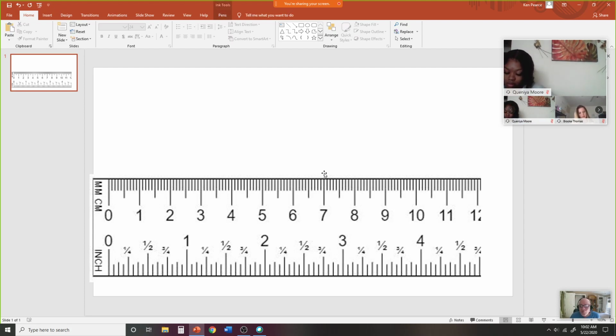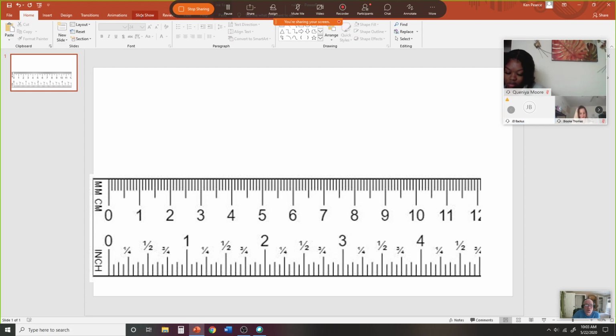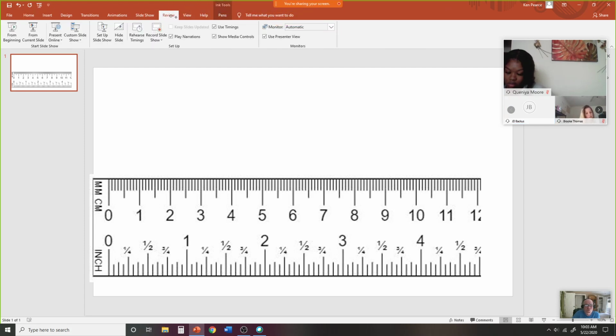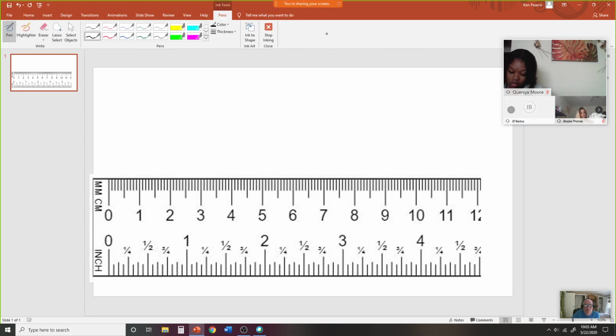So here's a ruler. In lab number 1, we have to be able to use a ruler. This ruler has a centimeter side and an inch side. As far as the inches go, you just estimate in between for whatever it is that you have. So let me go ahead, slideshow, review. We're going to start inking because this one's actually a PowerPoint slide.